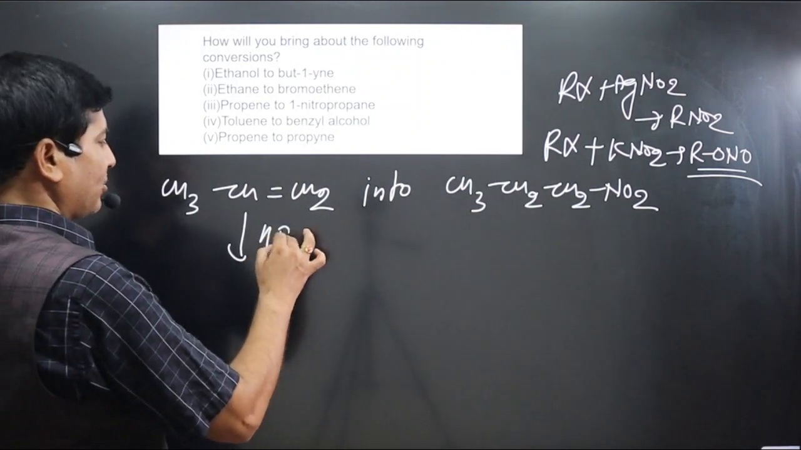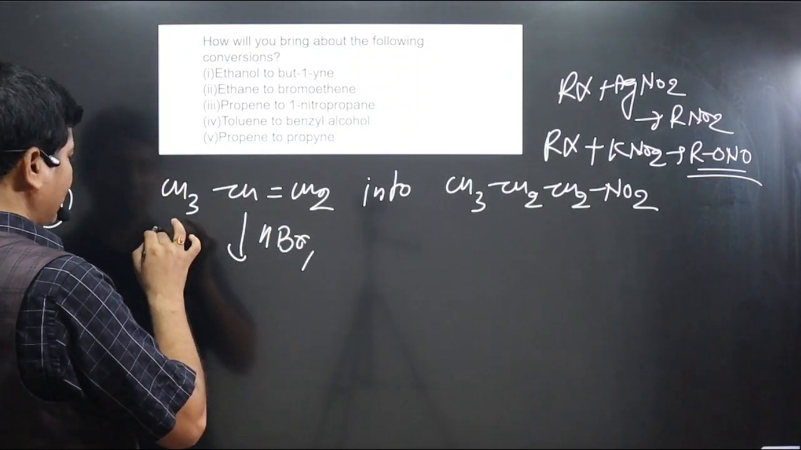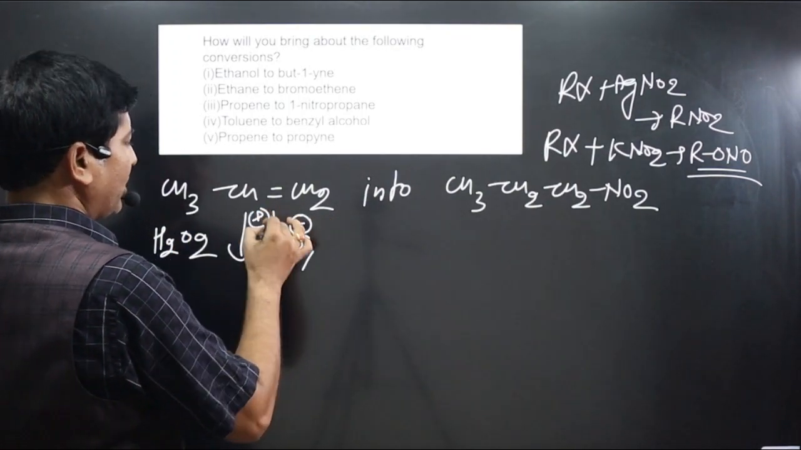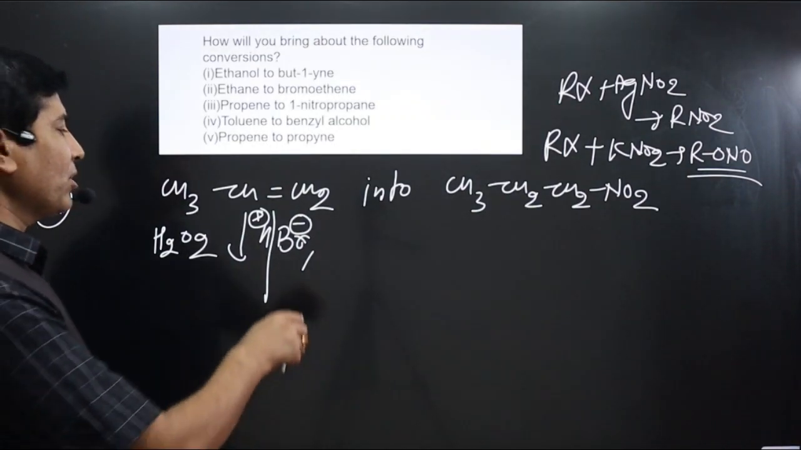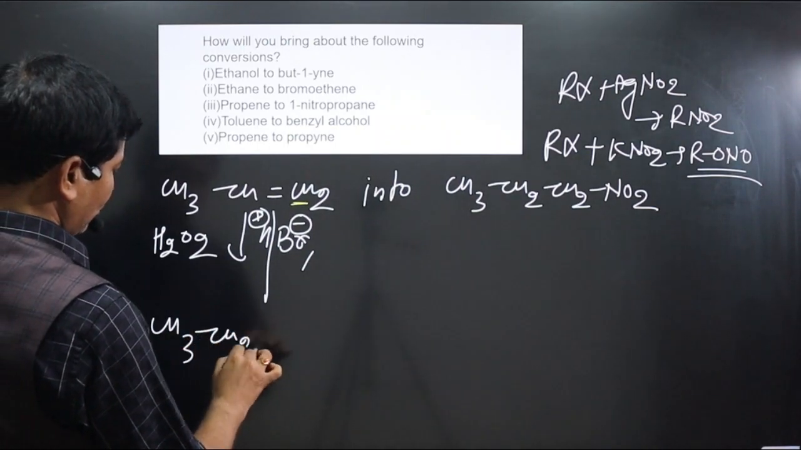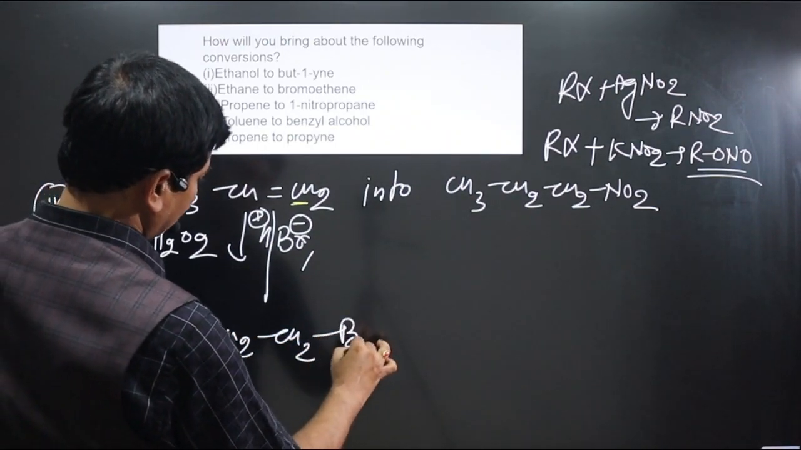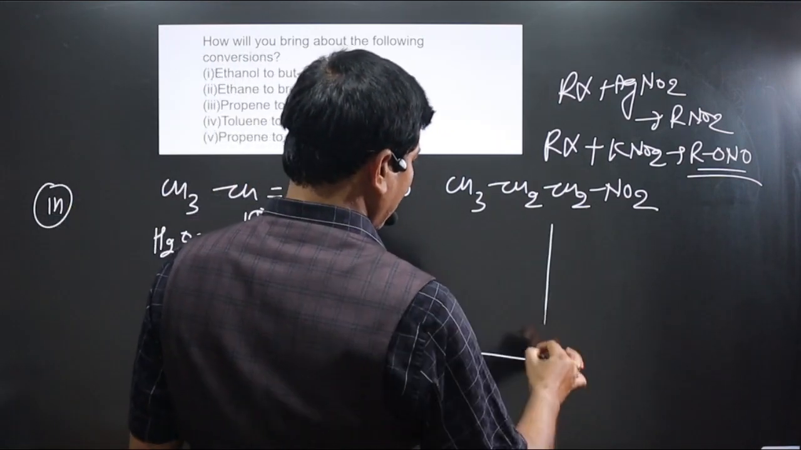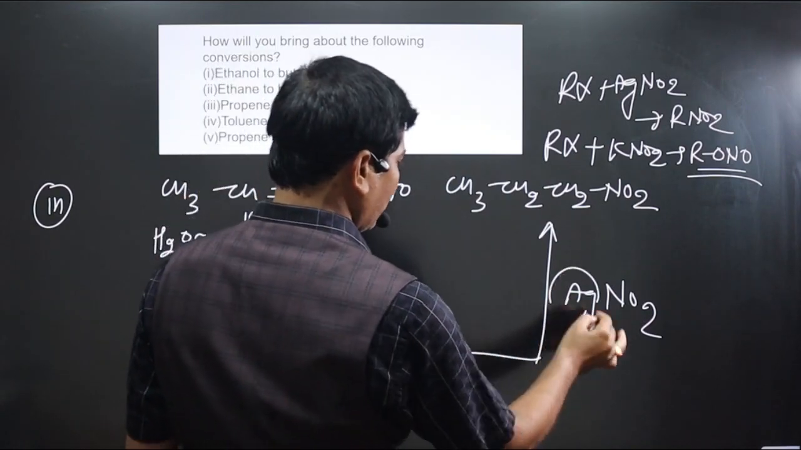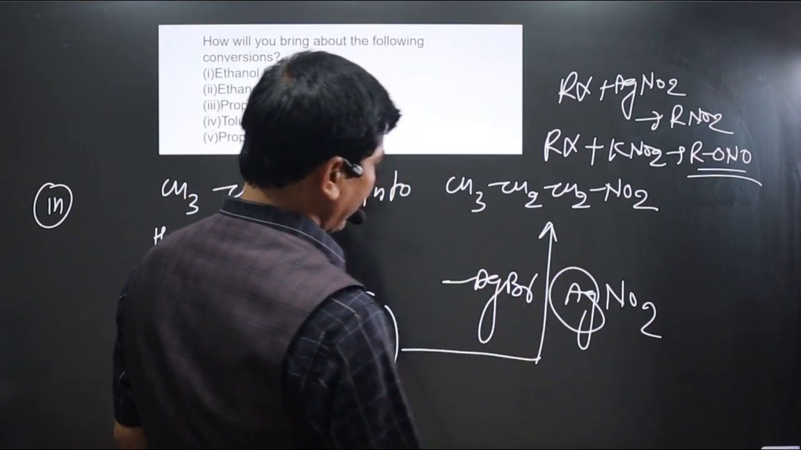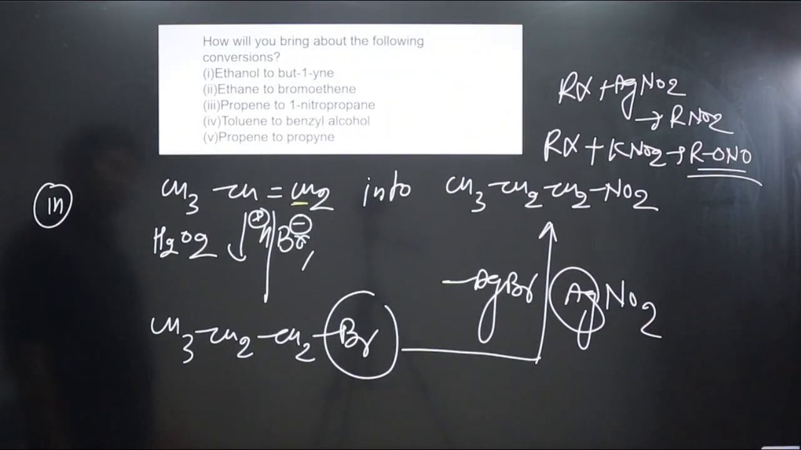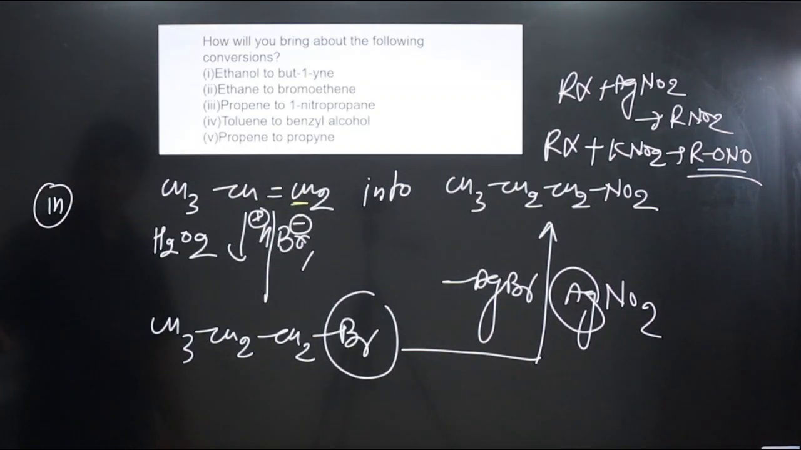So I do one thing: I make it react with HBr and use the peroxide effect. We have H2O2 there. Okay, so in this case this is negative, this is positive. Br minus will go to the carbon having more number of hydrogens. Okay, so Br will attach here. We got CH3, CH2, then CH2 with Br. Now we make it react with AgNO2. AgBr will be removed from here, and NO2 will occupy the place of Br. Okay, so 1-nitropropane. Move on to the next one.